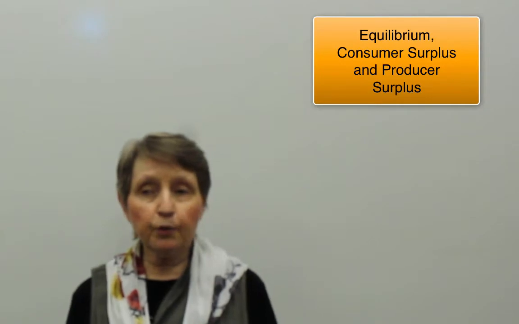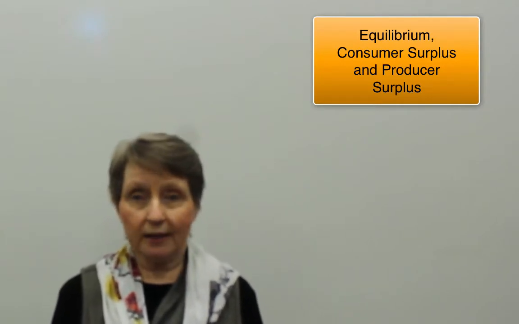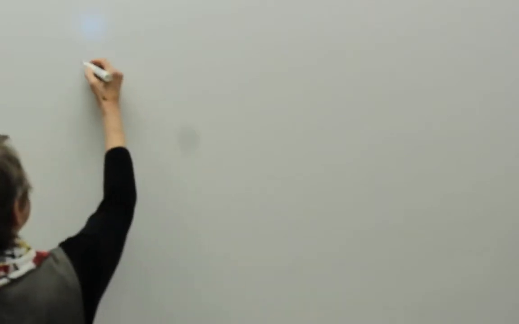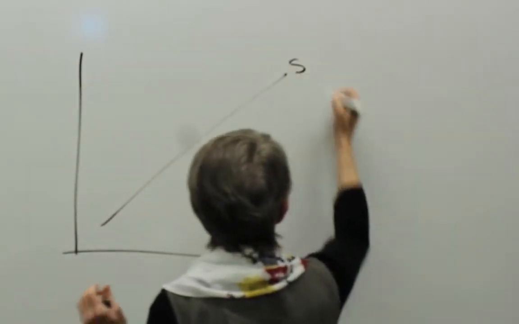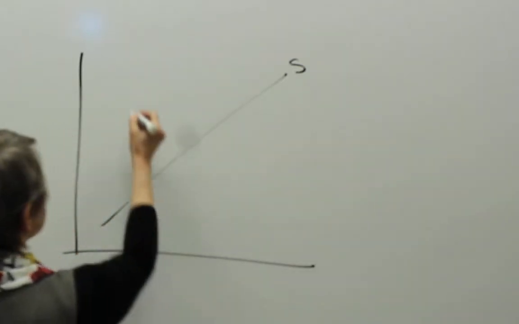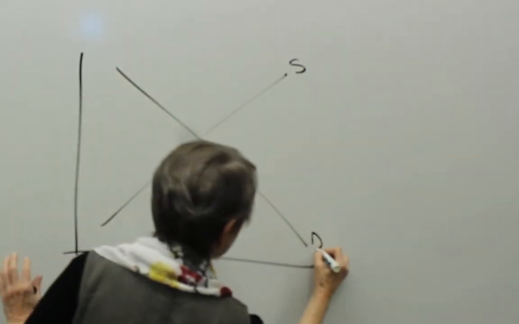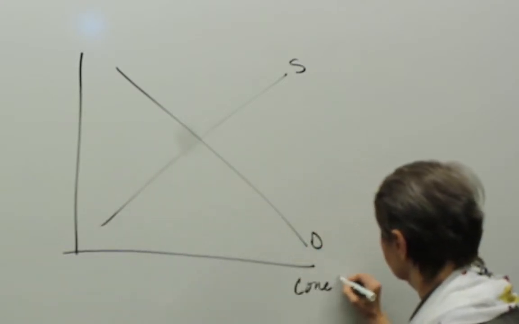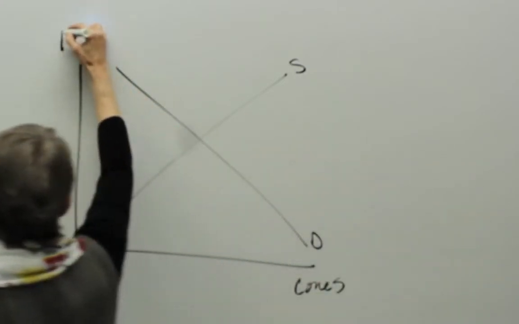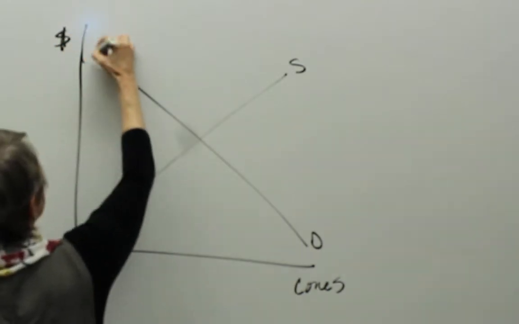In the last two videos we have constructed demand and supply curves, and so what I want to do today is put them together and show you how a market actually works. So we had from our last video a supply curve for ice cream cones, and we had a demand curve for ice cream cones. So I'm just going to put cones down here, and we'll put the price up here.